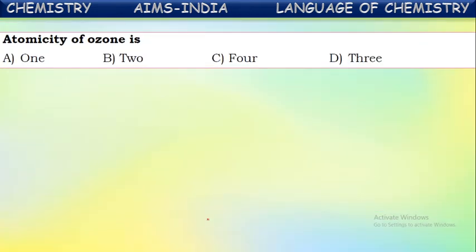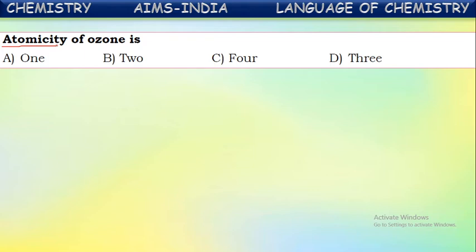Atomicity of ozone is. What is atomicity of ozone? What does it mean here? Atomicity represents the number of atoms present in one molecule of an element. Some elements have only one atom in their molecule, some have two, some have three, and some have more than this. Based upon these, elements are classified in different types: monoatomic, diatomic, triatomic, polyatomic and so on.